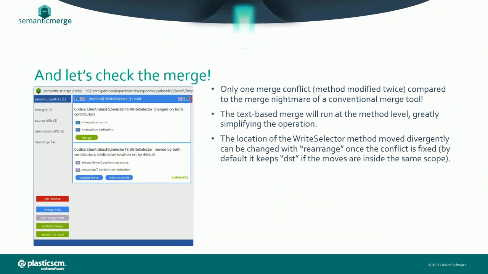So, as I said, only one merge conflict. The text-based merge will run at the method level, which greatly simplifies things, and the location of the right selector moving divergently inside the same scope is actually not an issue, right?